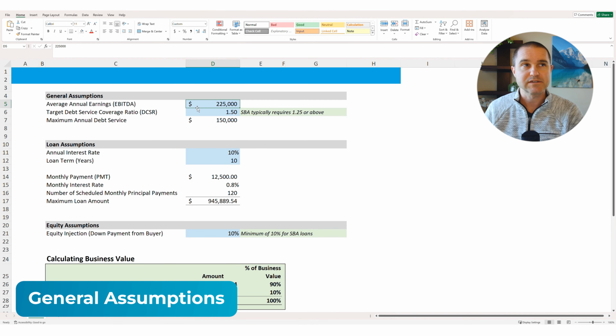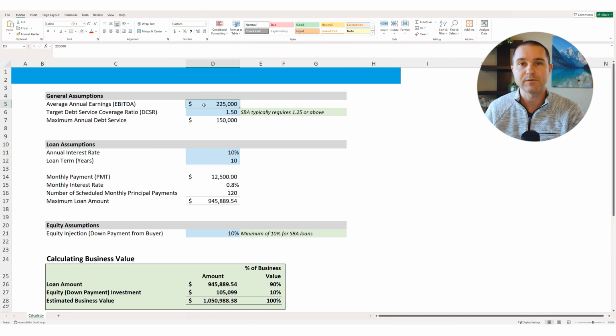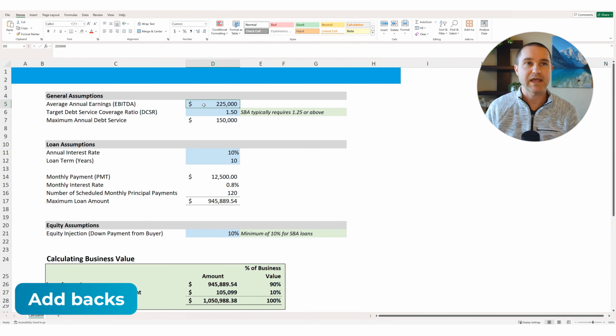Okay, so this first assumption here is this average annual earnings, or EBITDA. EBITDA stands for earnings before interest, taxes, depreciation, and amortization. This is basically your earnings for the business. Now, there can be lots of adjustments to this, and you'll notice this probably in your process of buying or selling a business. If you're working with a broker, let me talk about add backs. What can we add back?